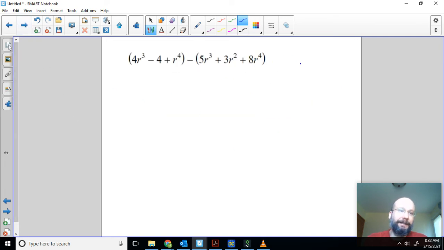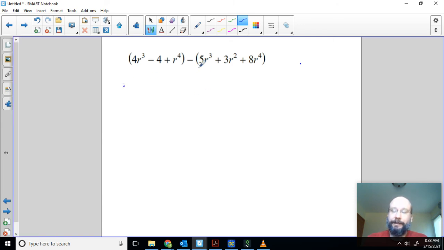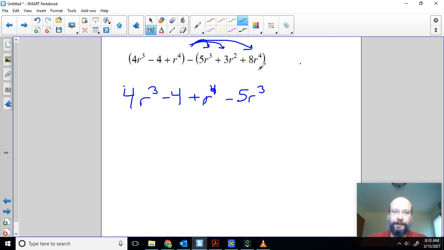So this is the same idea as we were doing before. The only difference is we have more terms. But it's still the same thing. These terms have a positive in front, so I can just write them down. Right, 4r cubed minus 4 plus r to the fourth. And then this, I have to distribute the negative to everything in this parentheses. So this would become negative 5r to the third, negative 3r squared, and negative 8r to the fourth.